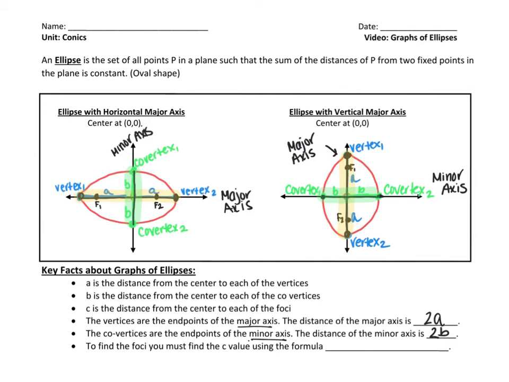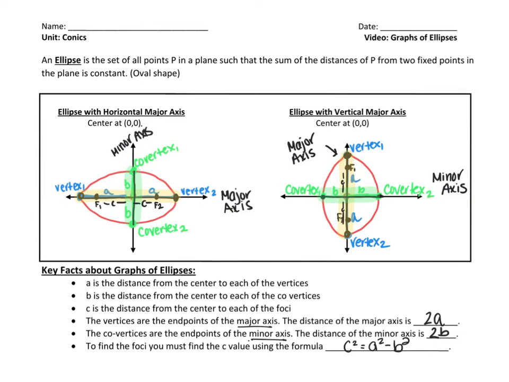And last but not least, if I ask you to find the value of c, or where the foci are located, they are c units from the center. So from here to here would be c, and from here to here would be c. That would be my foci. We can find it using the formula c squared equals a squared minus b squared.